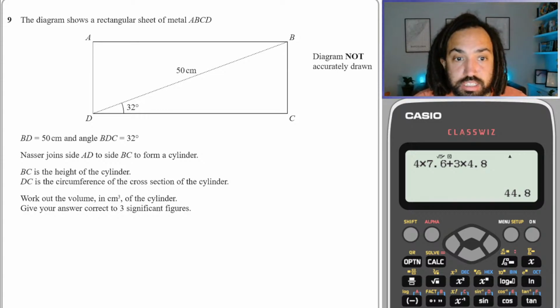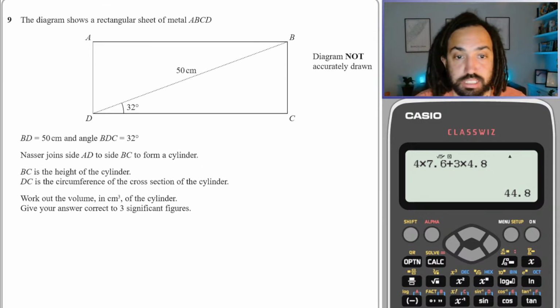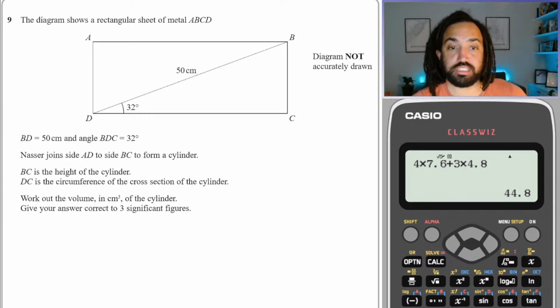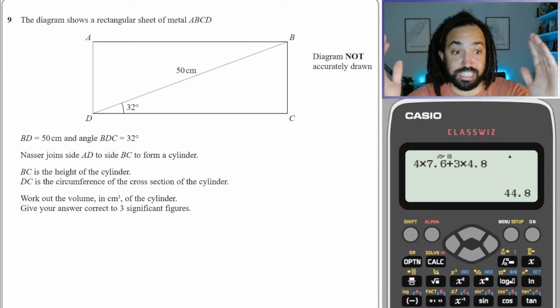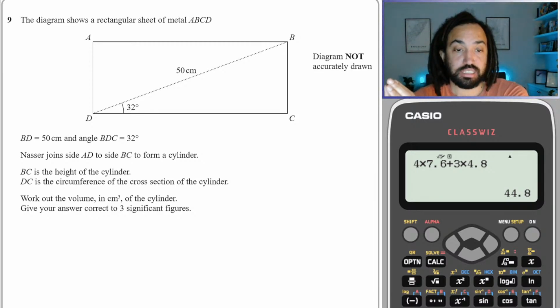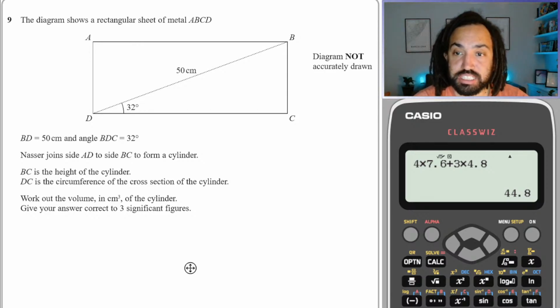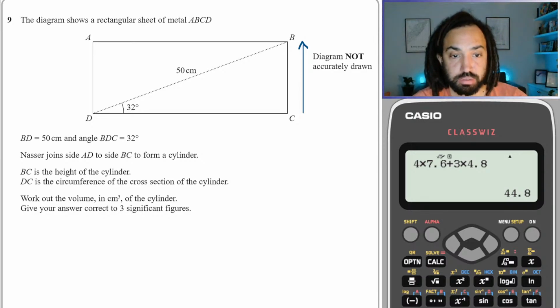So it says all the information is on the diagram basically, and he says that this guy is going to join sides A and D, AD and BC together to form a cylinder. So therefore BC will be the height of the cylinder. This is how high the cylinder will be. You can think of this rectangular sheet as like the label on a tin of beans, for example.